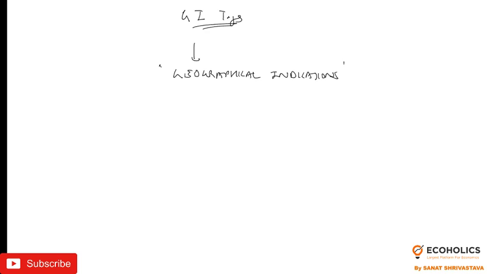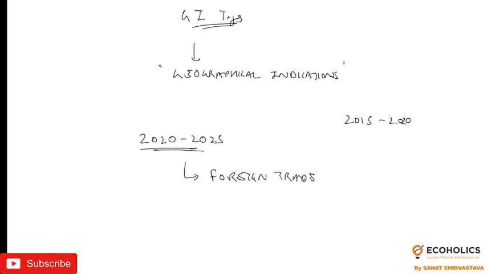The main topic for the discussion of this lecture is that India, for 2020 to 2025, is expected to roll out the new foreign trade policy. A foreign trade policy is for 5 years. Currently we are in the period of the 2015 to 2020 foreign trade policy. Very important for examination purposes. Now, next year India is expected to announce its foreign trade policy for 2020 to 2025.